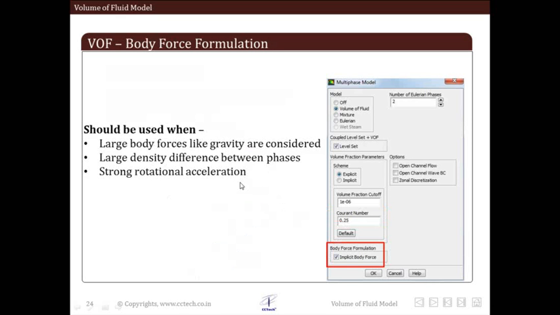Another option is the body force formulation, where we can tick or include the implicit body force. This particular option should be used when there are large body forces like gravity acting in our simulation, or if there are large density differences between the different phases that we are solving for. Also when there are strong body forces like rotational force, rotational acceleration, etc. In that case, we include this particular formulation, that is the body force formulation.